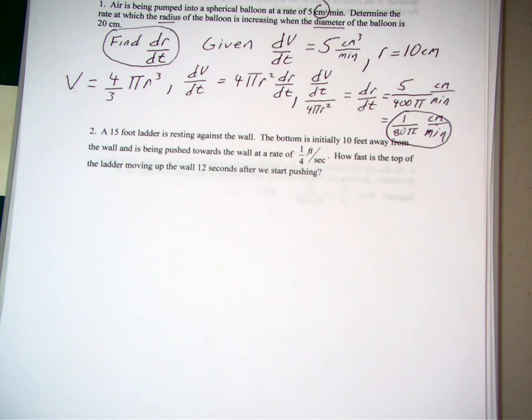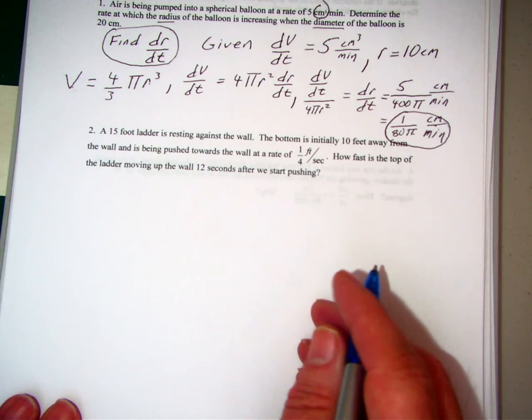A 15-foot ladder is resting against a wall. The bottom is initially 10 feet from the wall and is being pushed toward the wall at a rate of 1/4 of a foot per second. How fast is the top of the ladder moving up the wall 12 seconds after we start pushing? Okay, it sounds complicated, but related rates turn into a pretty tractable problem.